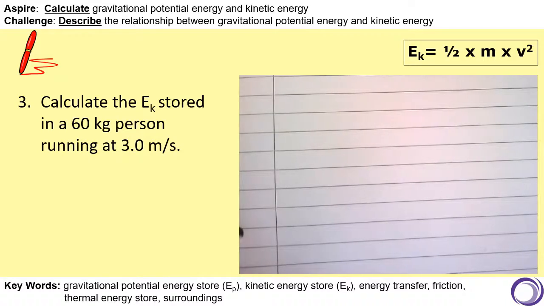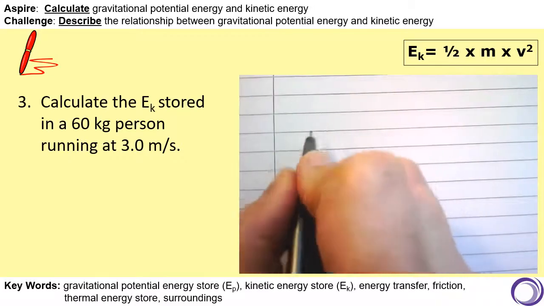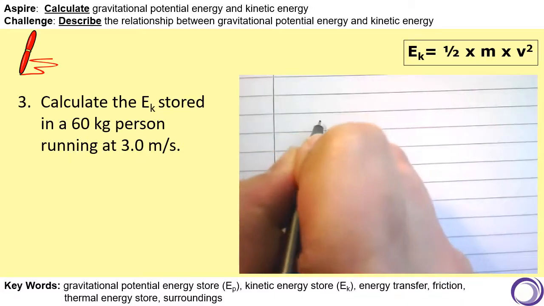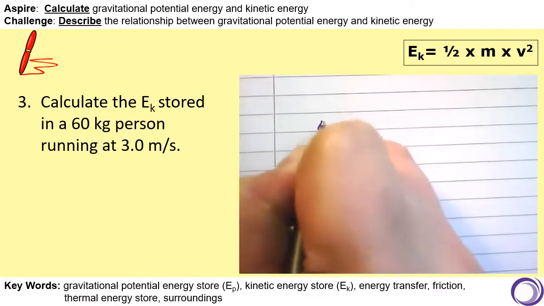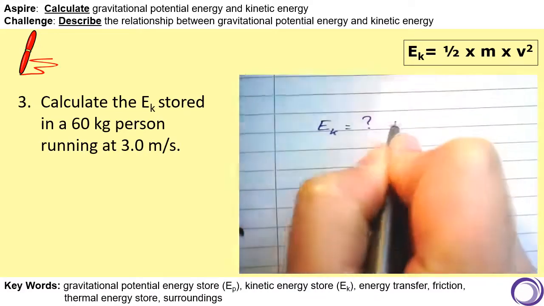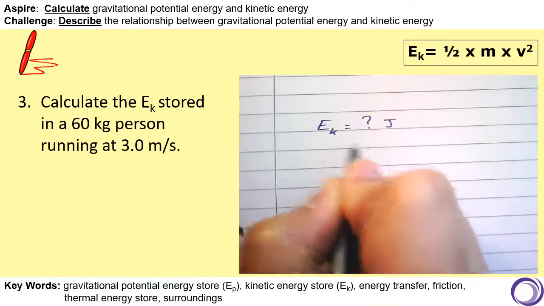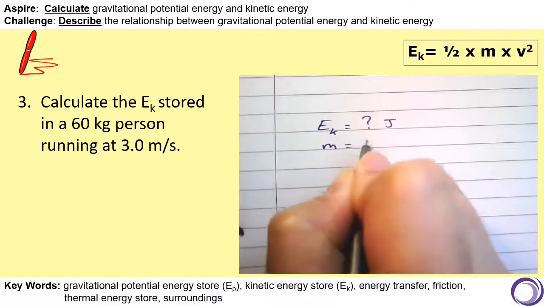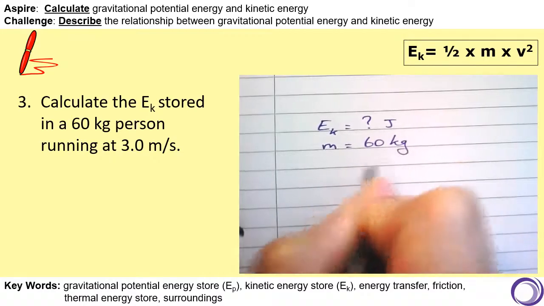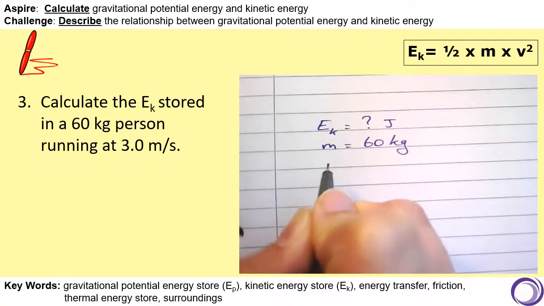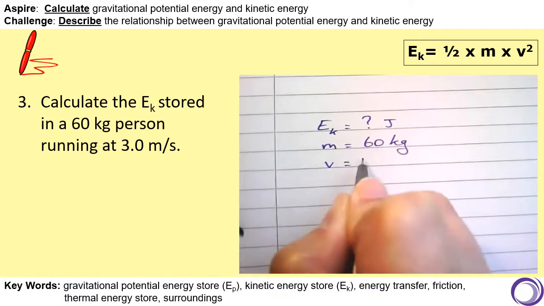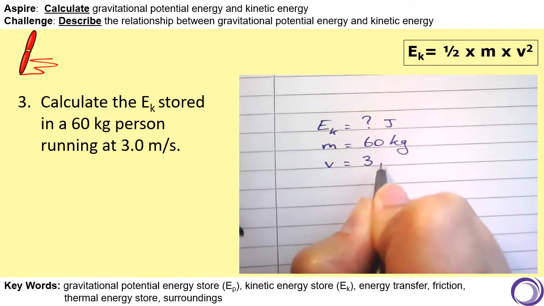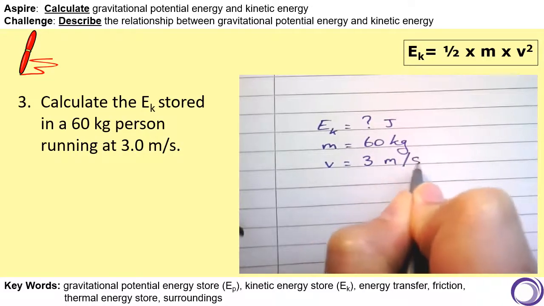Okay, so now let's do question number 3. Calculate the EK stored in a 60 kilogram person running at 3 meters per second. So this time it's the same person with the same mass, but now they have started running. So again, I'm going to write out what the question gives me. EK is my unknown, and the unit for kinetic energy is joules. The mass of the person is 60 kilograms. And they're running at 3.0 meters per second, so that's their velocity. Velocity is 3, you can write the 0.0 or just leave it, meters per second.